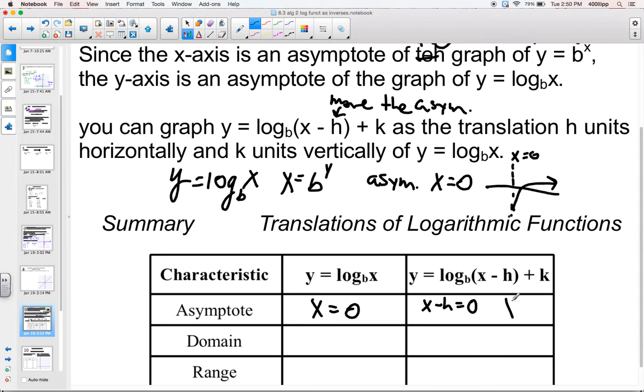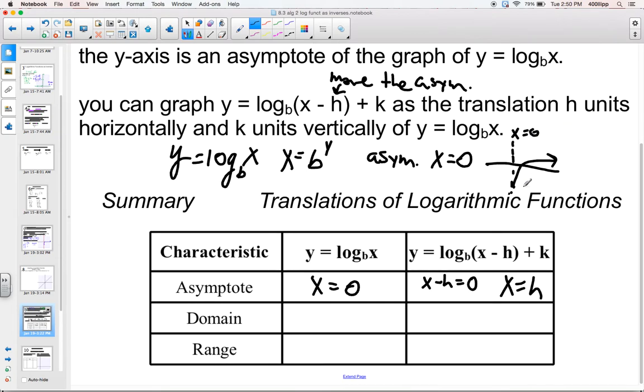So we add h, and therefore now, here it is. Your asymptote for this graph is x equals h. Okay. So now if we look at the domain here, look at this graph here. If we look at the domain of this, we know that we don't have any negative values for x. So therefore, for this one, your x is going to be greater than 0 here. So your domain for this graph is just going to be x is greater than 0.